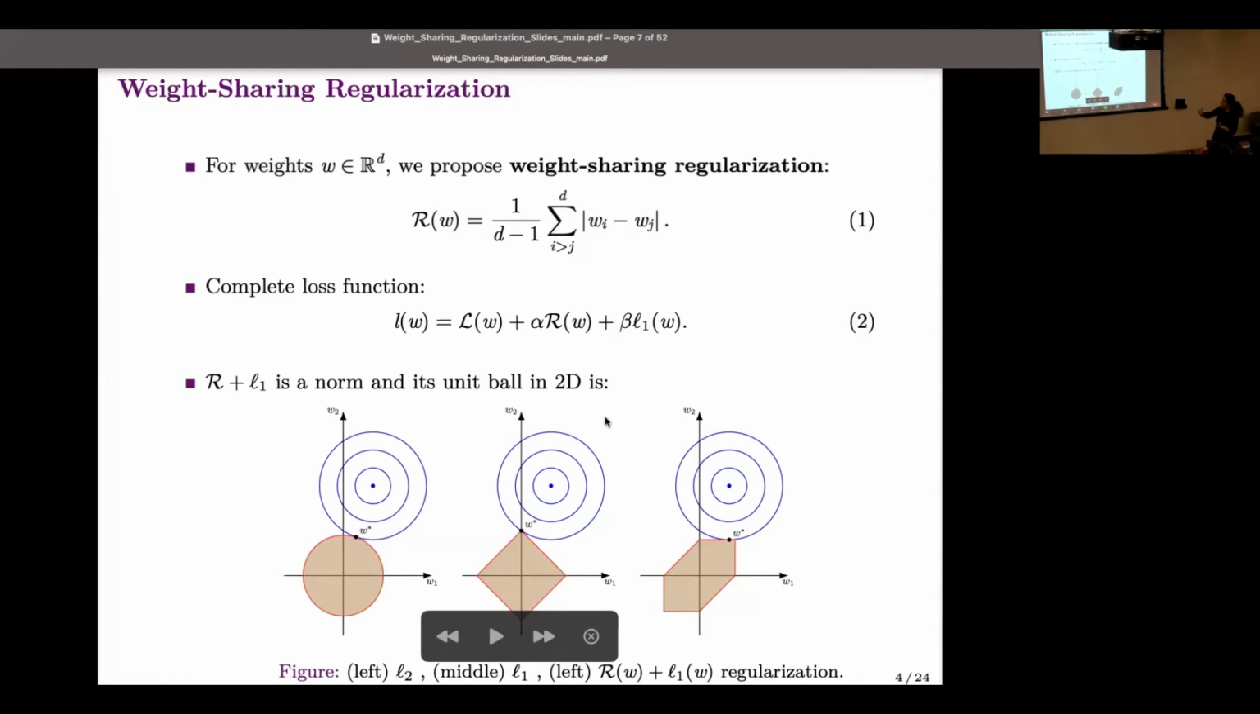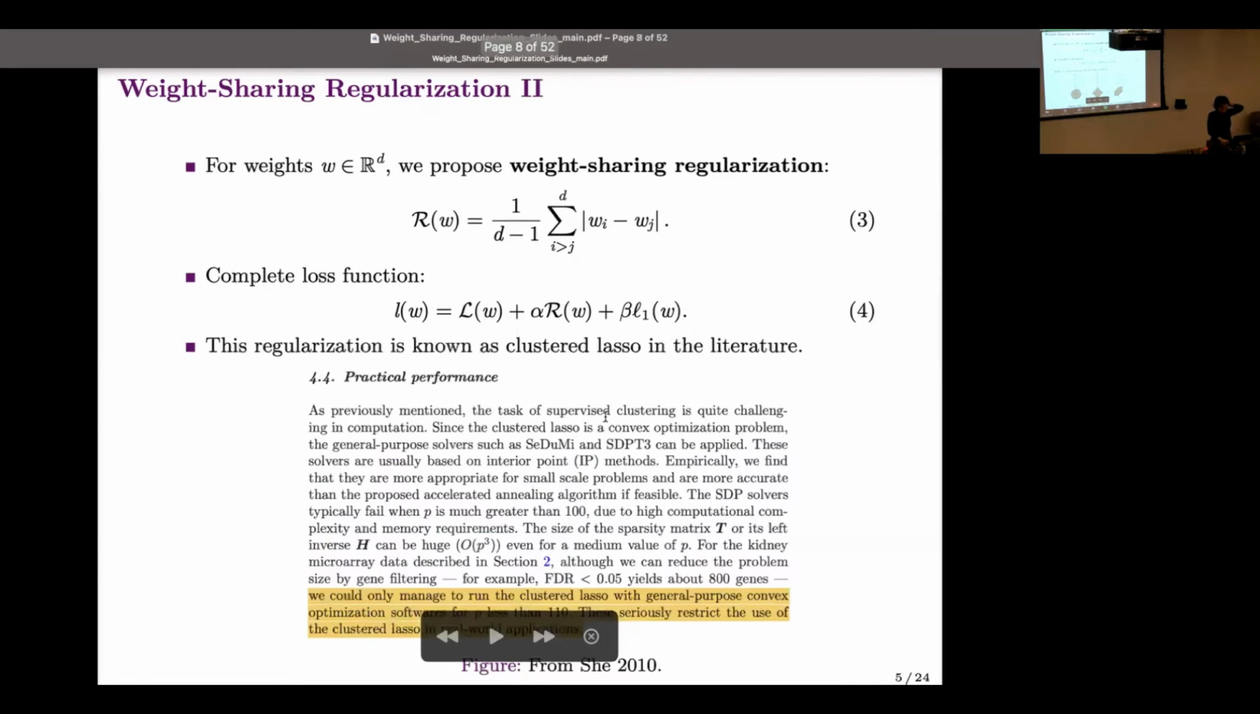Actually, if we add this regularization to a fully connected neural network, we can see that the sparseness and the weight sharing appear, just like in the CNN. Okay, so this is the regularization that we are adding. In the literature, it's known as clustered lasso.